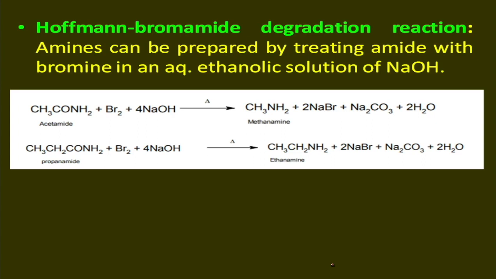So amide, CH3CONH2, acetamide, plus Br2 plus sodium hydroxide solution gives methanamine plus sodium bromide plus Na2CO3 plus 2H2O. Similarly, propanamide with bromine water using sodium hydroxide, here you get ethanamine.